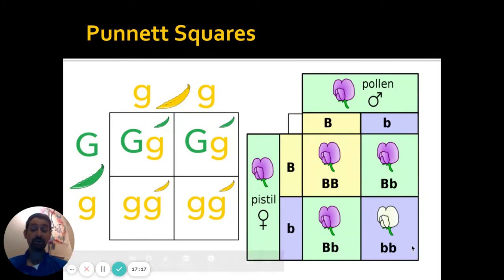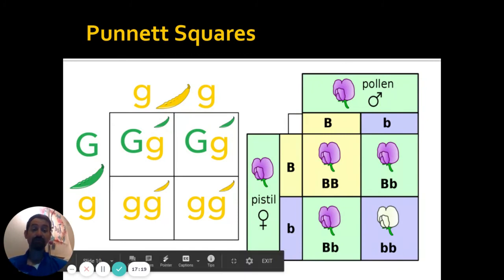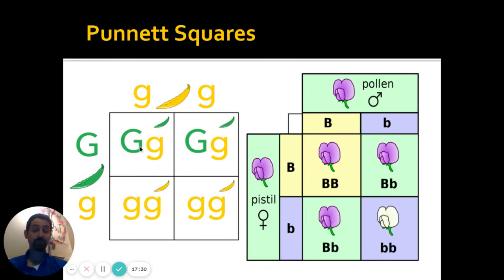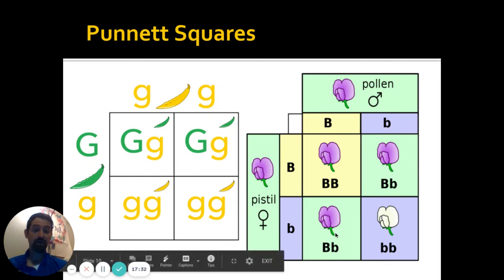You only get to show the recessive trait if you're homozygous recessive. These two pea plants are homozygous recessive. This is homozygous recessive. These two offspring are heterozygous, as are these two offspring. Okay, we'll see more Punnett squares later on. Let me just show you a larger one.